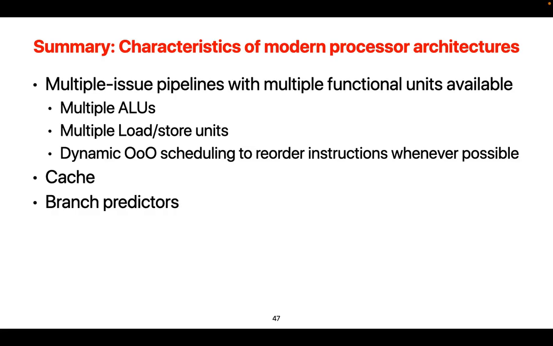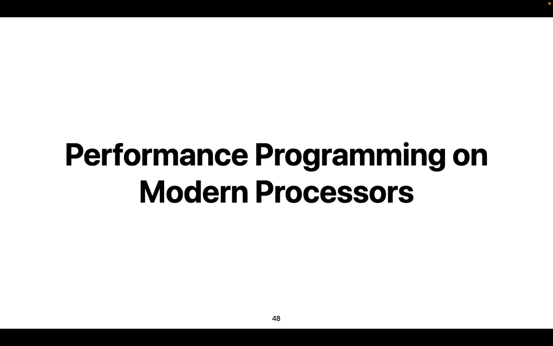So right now we know that modern processor architectures have these characteristics. First of all, no matter if it's an Intel or AMD processor, they all have multiple-issue pipelines with multiple functional units available. And all of them have cache and branch prediction. So now the question is: how are we going to utilize that to improve performance?